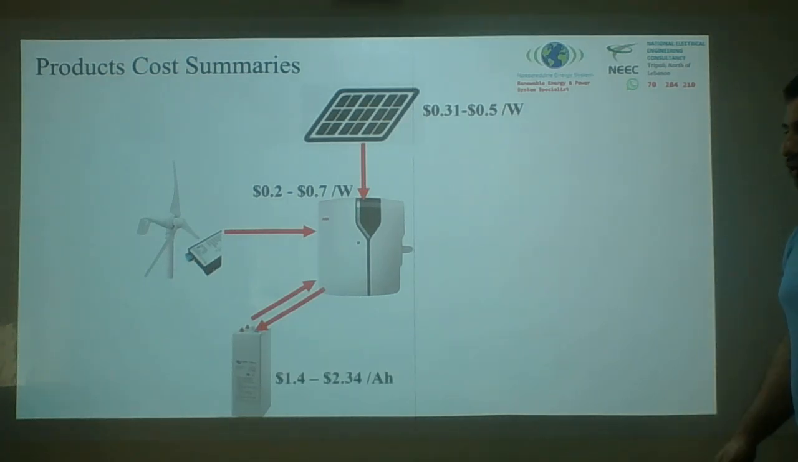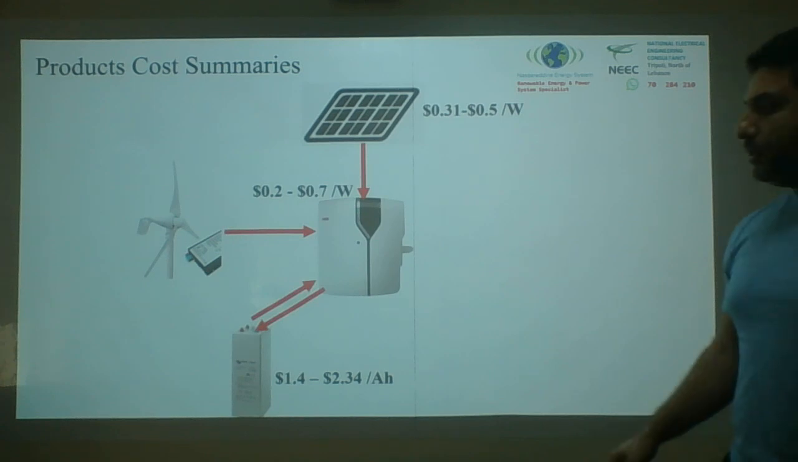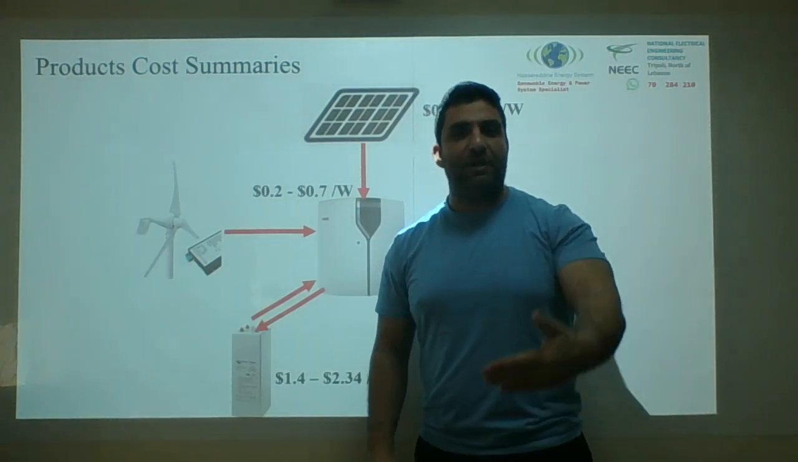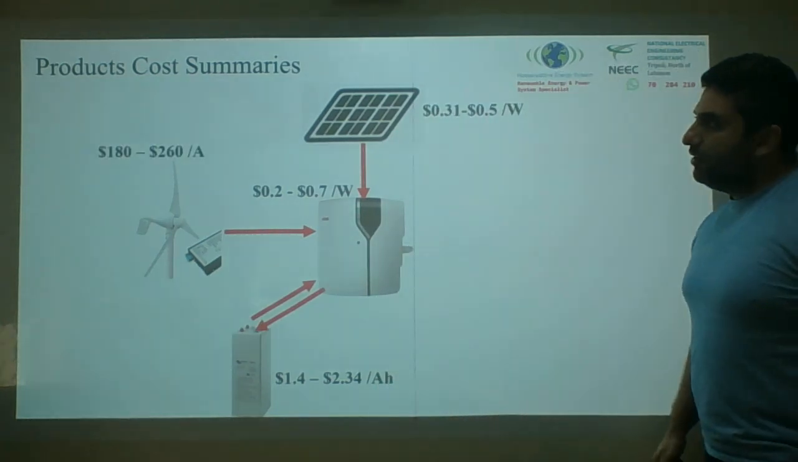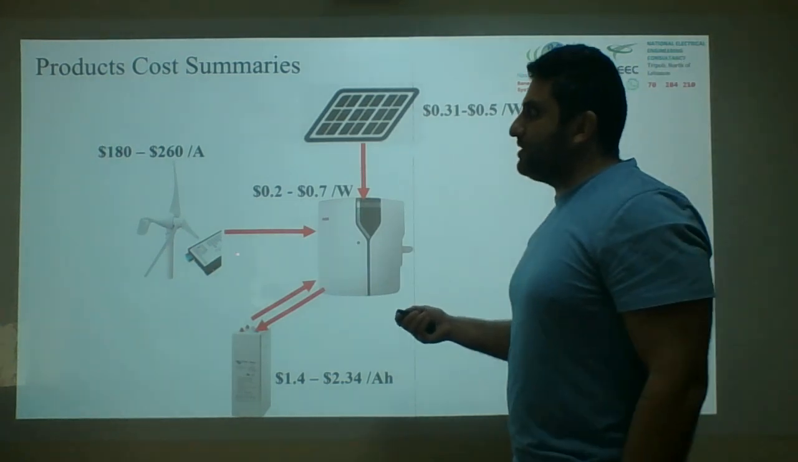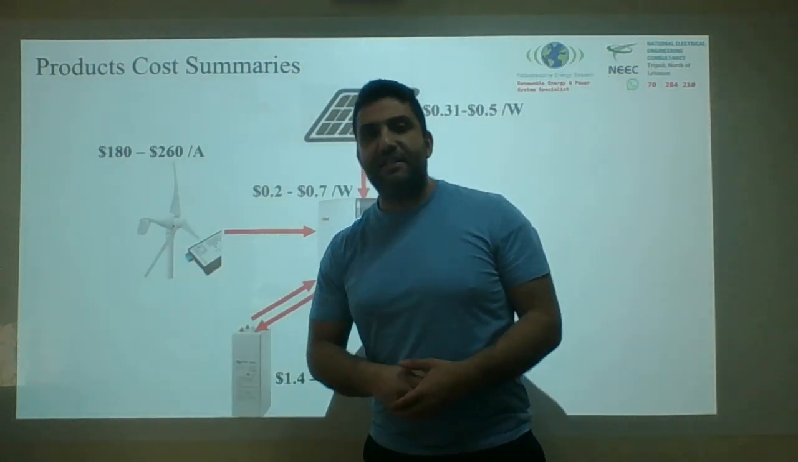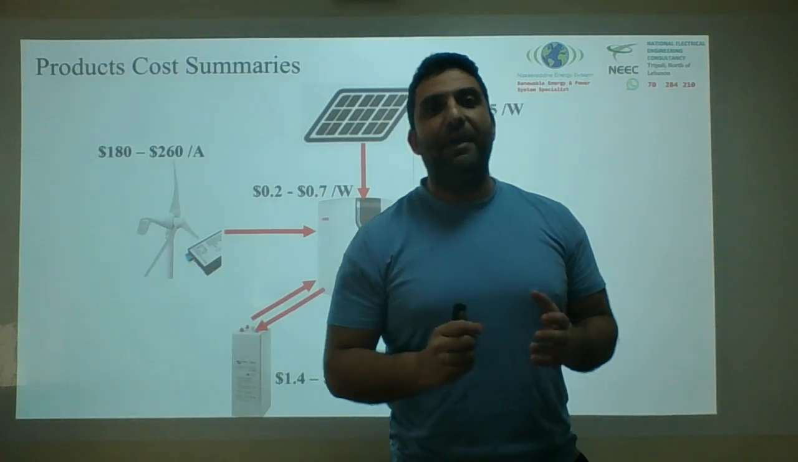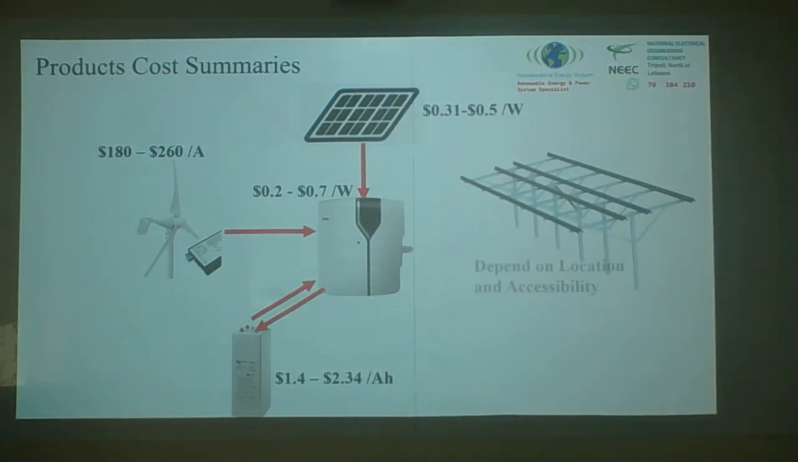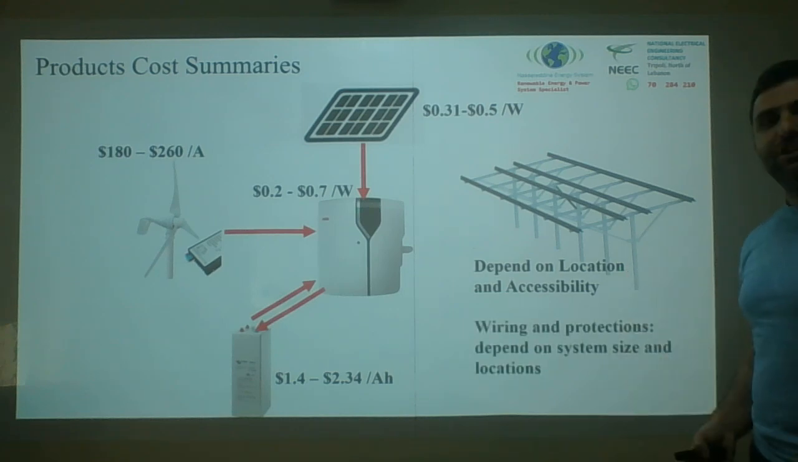The batteries could be between $1.4 to $2.34 per amp hour. The battery is rated, for example, 12 volt, 200 amp hours, 250 amp hours. For the wind turbine, if you're interested in a wind turbine, the cost is about $180 to $260 per ampere, each amp. And the structure depends on your location. Is it easy? Is it hard to get to? Also the wiring depends on the location.